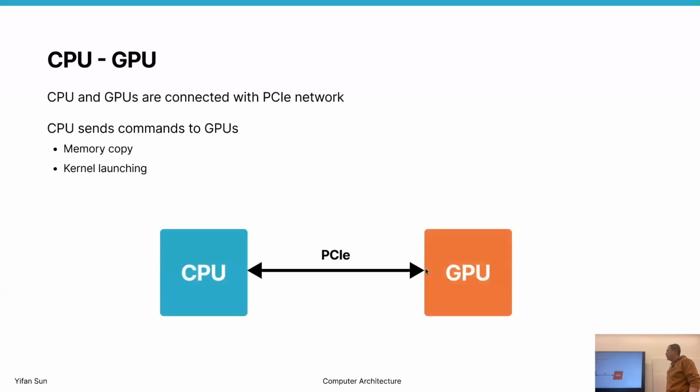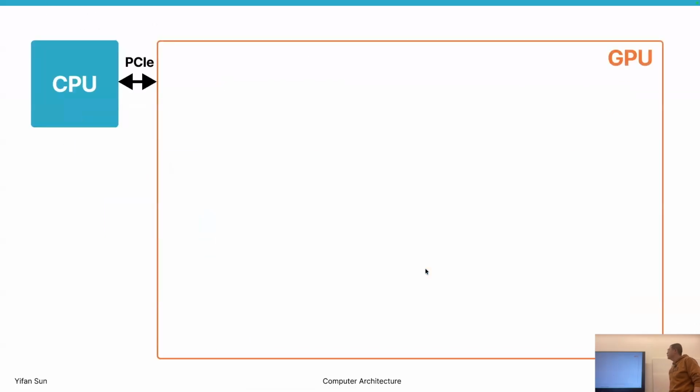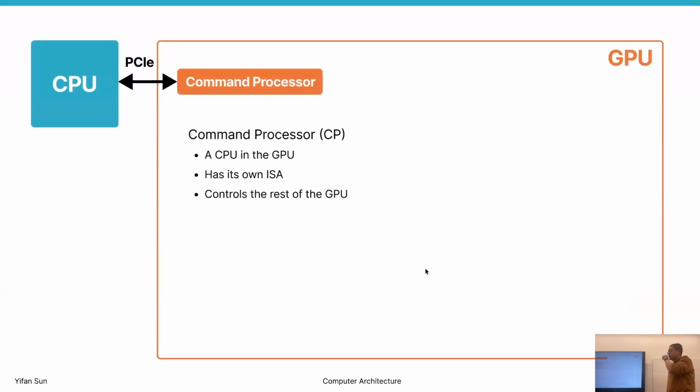Now we start with GPU architecture. We start with the CPU-GPU link. Then the GPU has a command processor. The command processor is a CPU within the GPU. It controls the whole GPU, how all other resources work in a GPU.